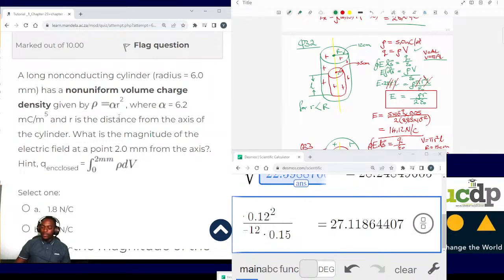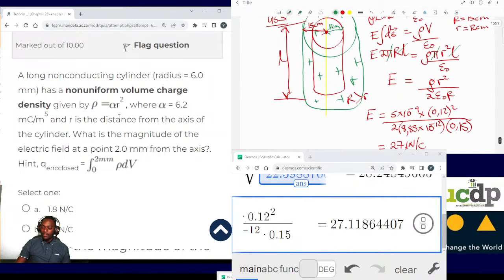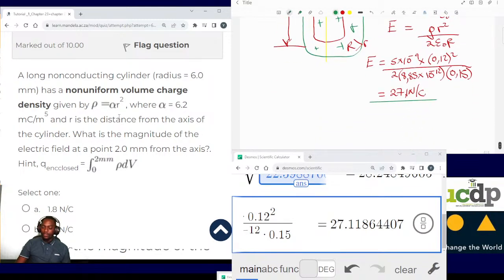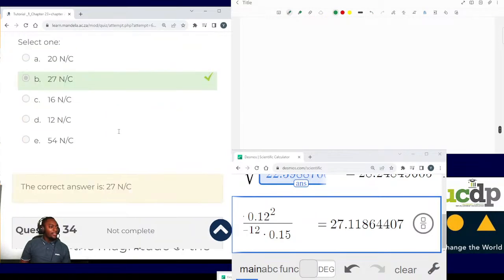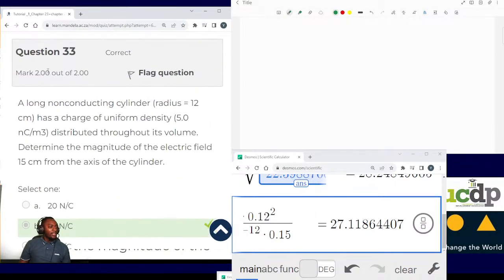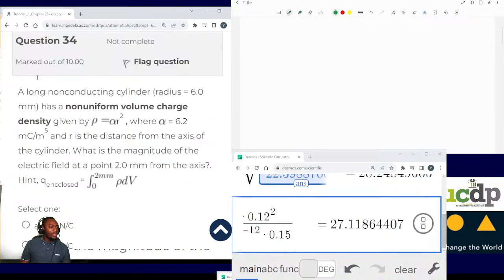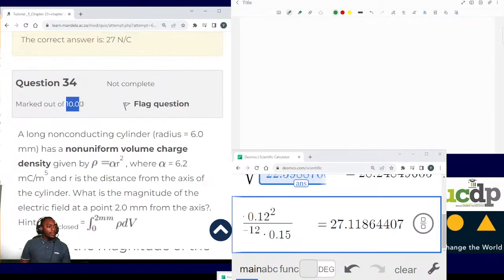Now let's get to this one. Worth 10 marks. Did you notice that? Question 34 is worth 10 marks, and question 33 was just 2 marks. 10 marks, meaning this is a question that you may find in an exam because it really requires a lot of working. So let's get on to it.